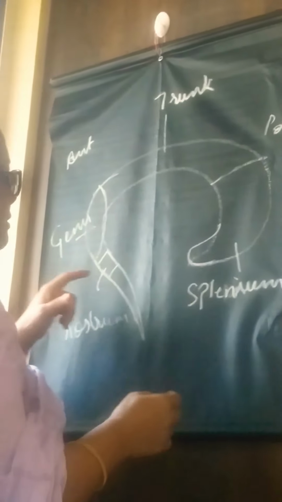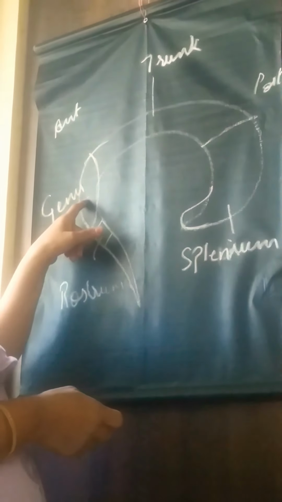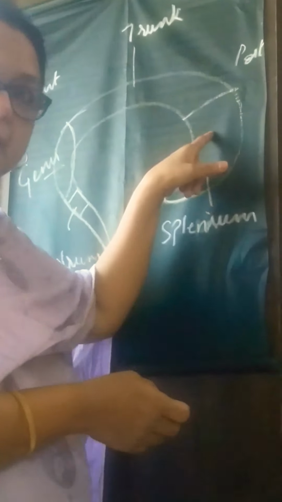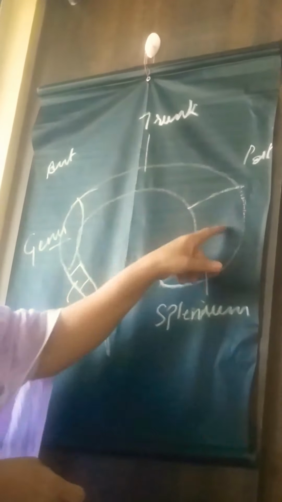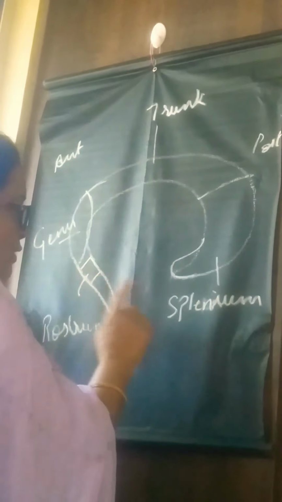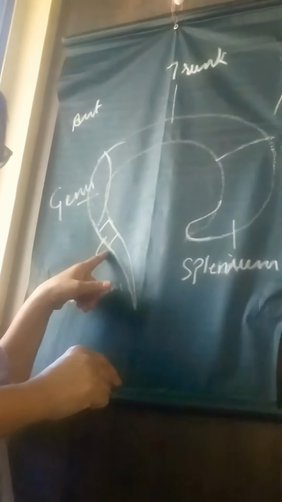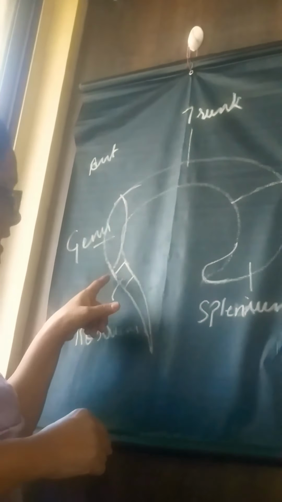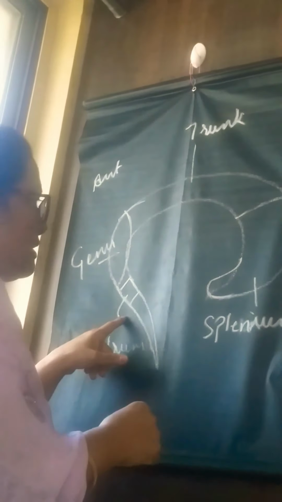So, the corpus callosum consists of the rostrum, the genu, the trunk, and the splenium. But while talking, we say the genu, the trunk, the splenium, and the rostrum. So when we talk like this, we feel the rostrum is present over here. No, the rostrum is present below the genu. It is directed downwards and forwards.